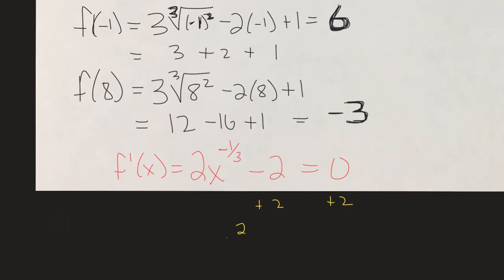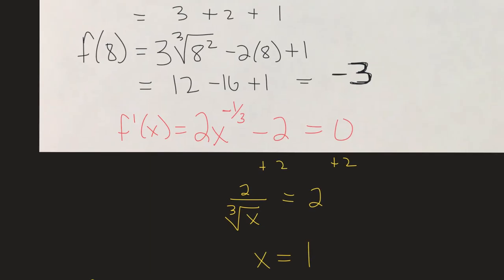So this is 2 over the cube root of x, right, with the x to the -1/3 power being the cube root, equals 2. So I think the only way we could have 2 divided by the cube root of something and get 2 is if x equaled 1. So x equals 1 is my critical value.